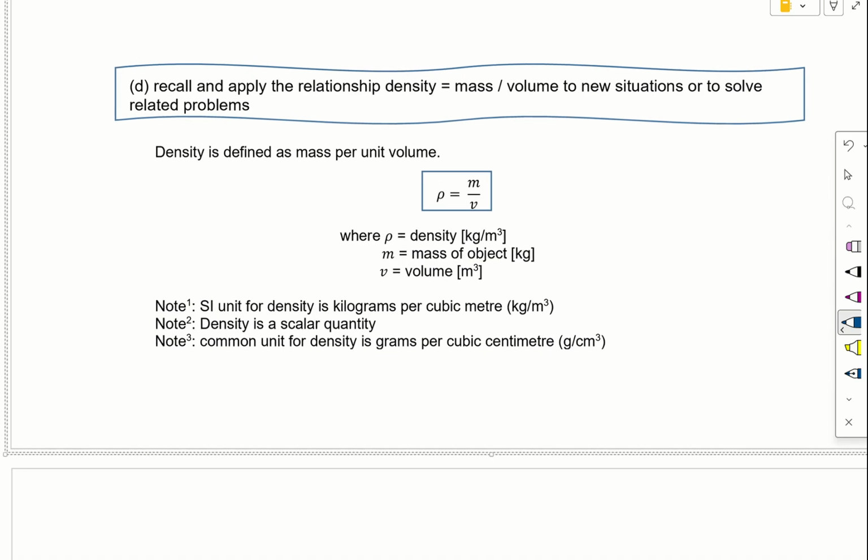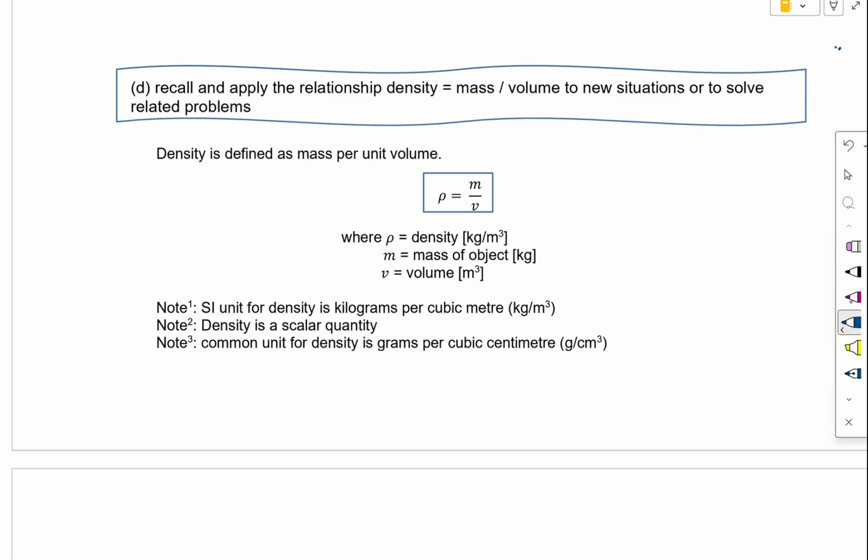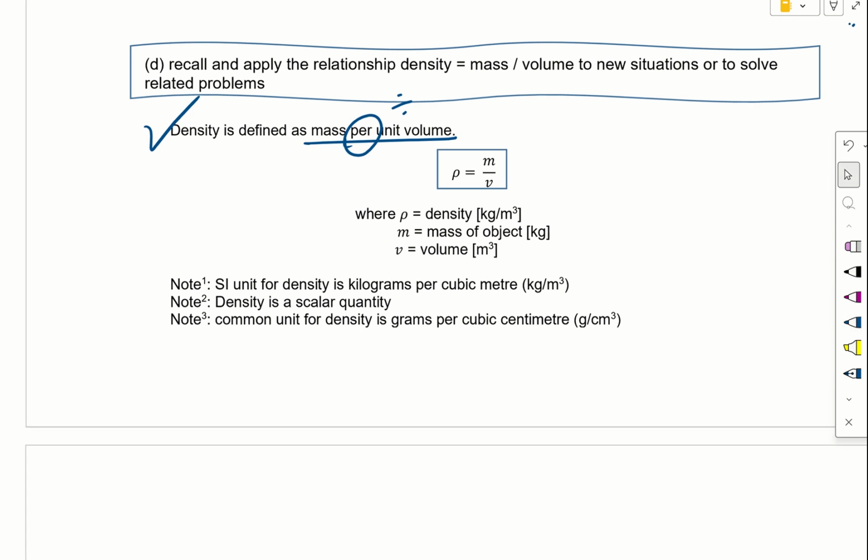So this is the definition for density. It is defined as mass per unit volume. So every time you see a per, it means divide. So what is being divided by what? Basically, it is mass divided by volume. So this is the formula for density.